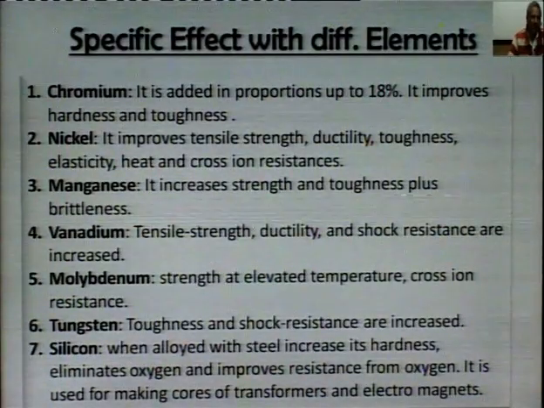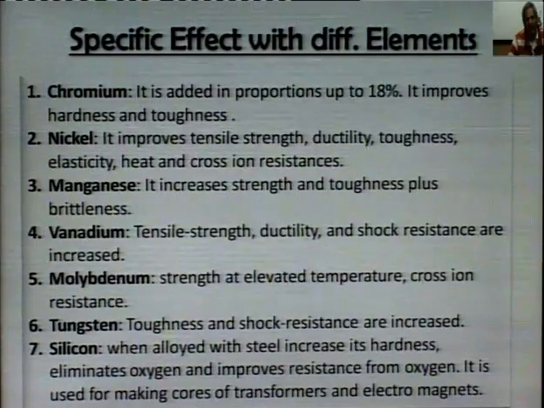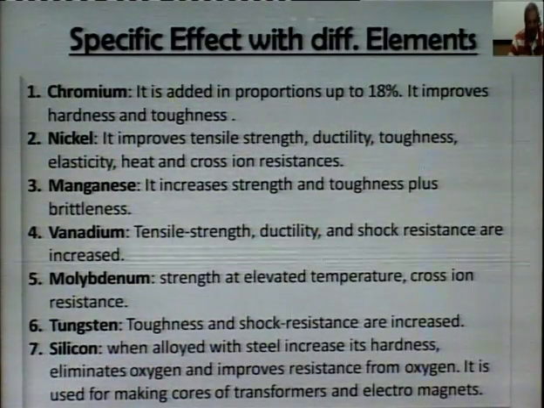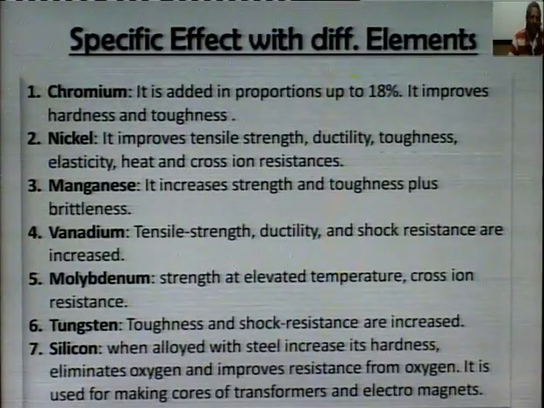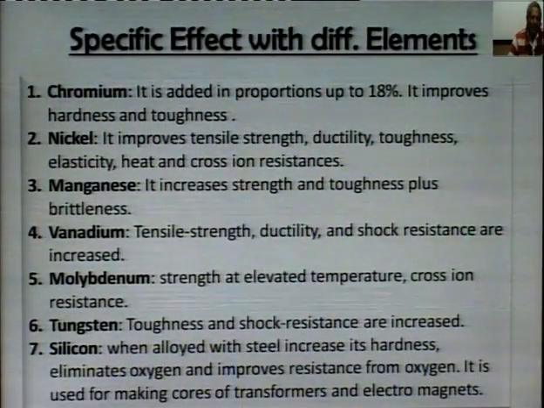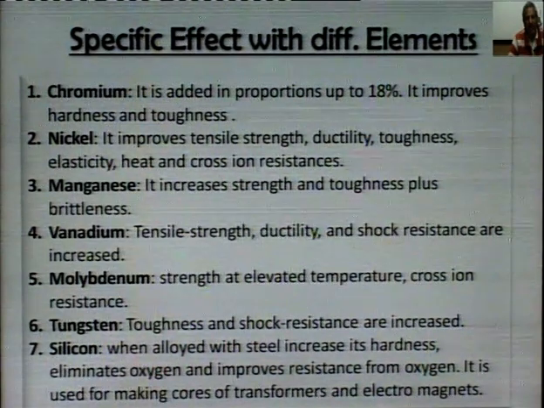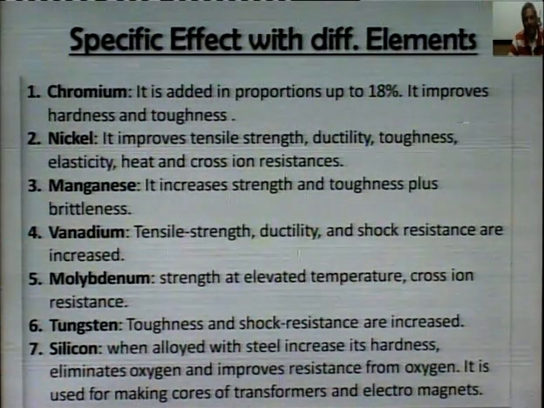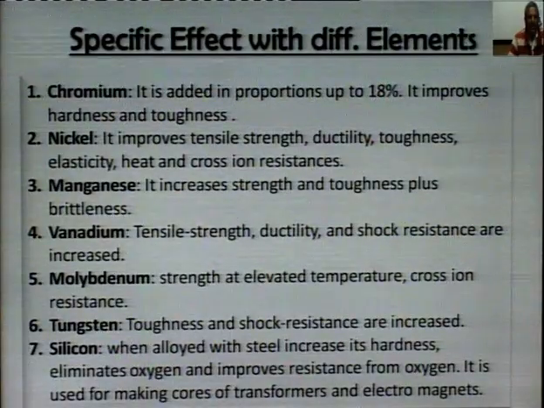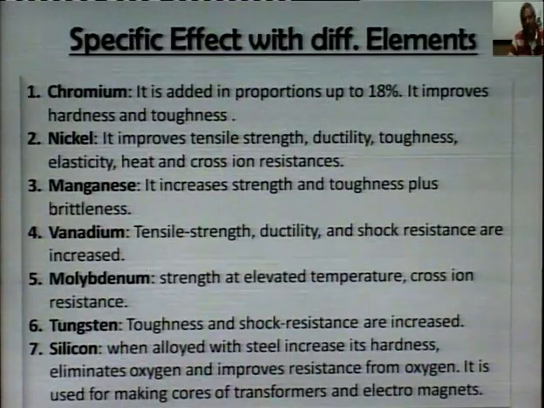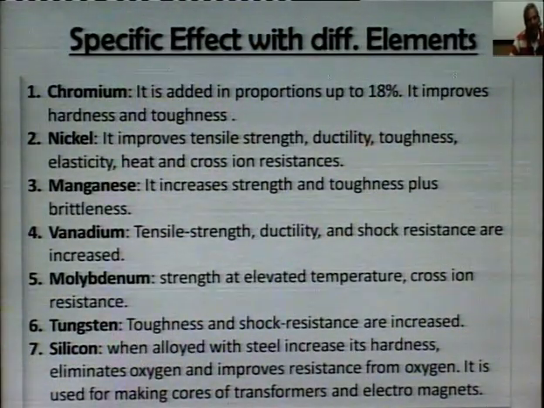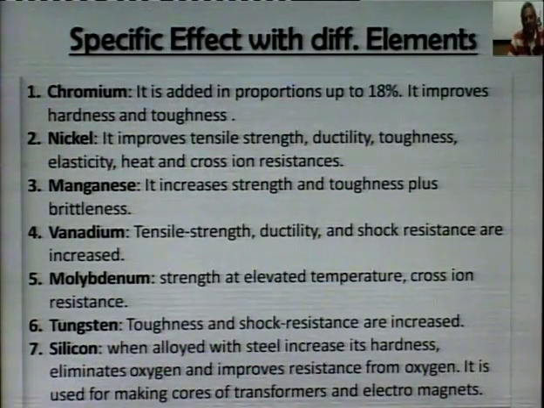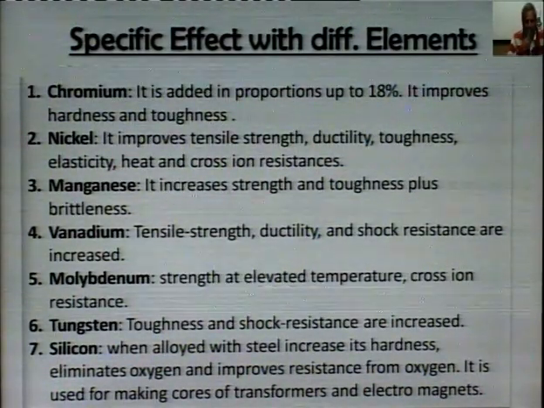Molybdenum, when we are adding molybdenum with the iron, it strengthens at elevated temperature and it acts as corrosion resistance. Similarly, tungsten gives us toughness and shock resistance. When silicon is added to the iron, it increases the hardness, eliminates oxygen and improves the resistance from oxygen. It is used for making cores of transformers and electromagnets.